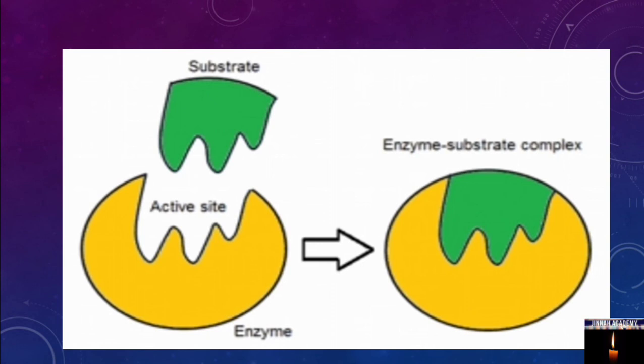In this picture, it is shown that a specific substrate is required to bind on the active site of an enzyme. If the substrate does not match, then the product is not formed.